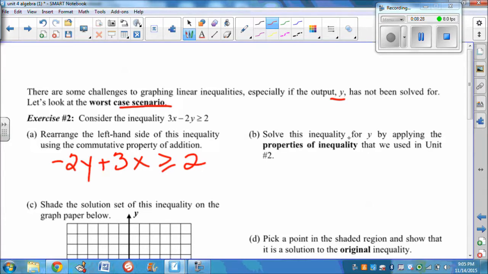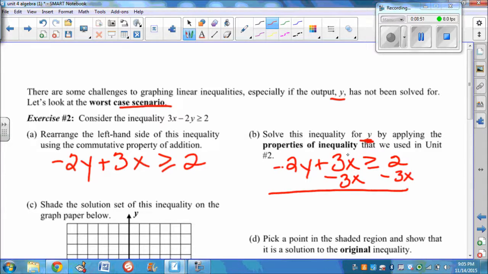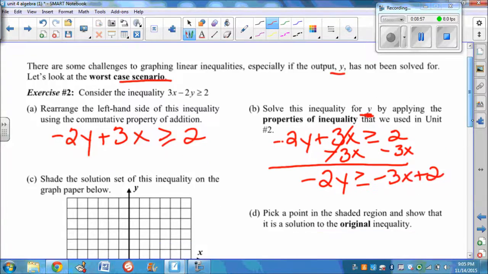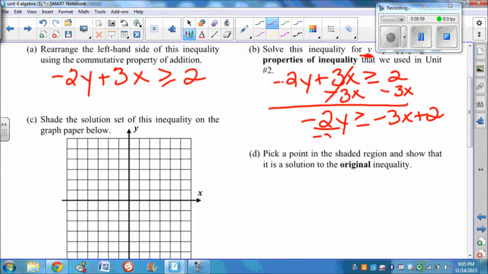Now it says solve the inequality for y by applying the properties of inequality that we used way back in Unit 2. So what we've got to do is get this in y equals mx plus b form so we can start to graph it, so we can find that slope and the y-intercept. So I'm going to subtract 3x from both sides, because remember, I'm trying to solve for y. So -2x is greater than or equal to -3x plus 2. And then to get y by itself, I've got to divide by -2.